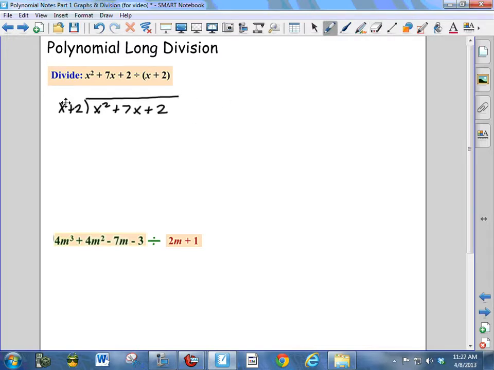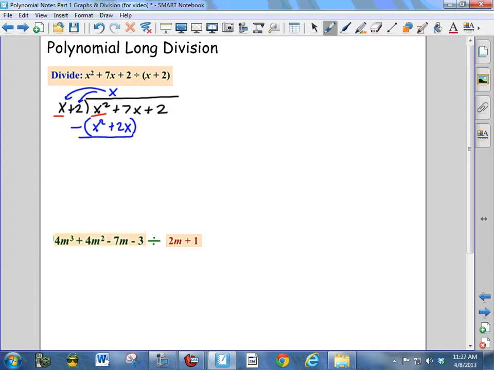And we look at what do we have to multiply x plus 2 by to get x squared plus 7x plus 2? But what we do is we start out by looking just at the first term. We look at the x squared and we look at the x. What do I have to multiply x by to get x squared? And it would be x. So we take x times both of these terms here and we end up with x squared plus 2x. And then I subtract this entire thing from what's above it.